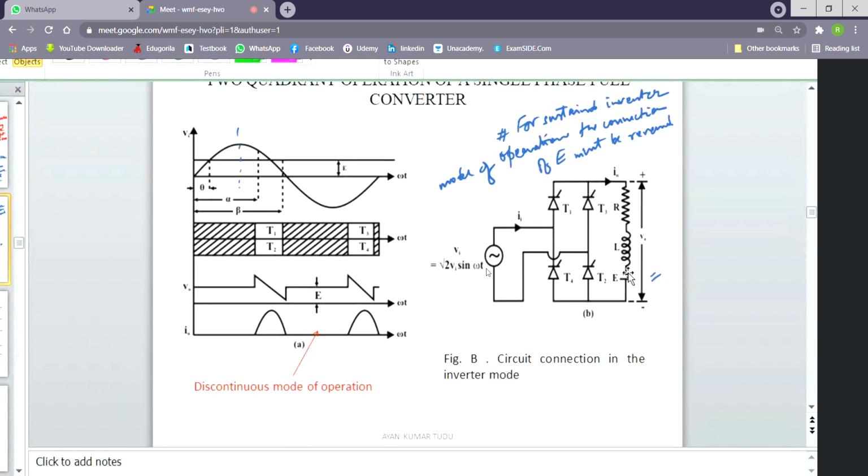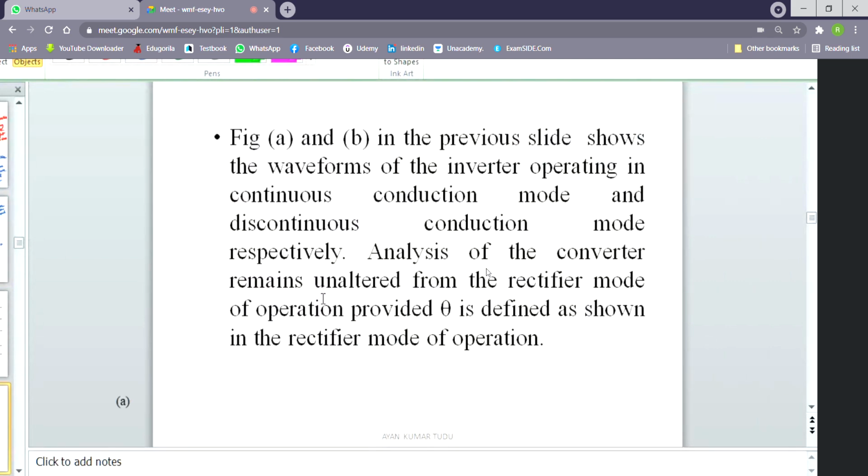Okay, circuit connection in the inverter mode. Please remember that the analysis of the converter remains unaltered from the rectifier mode of operation, provided theta is defined as shown in the rectifier mode of operation. If theta is defined that way, then just as we analyzed the rectifier, we can analyze the inverter mode of operation in the same way. Okay, so that is all for today.